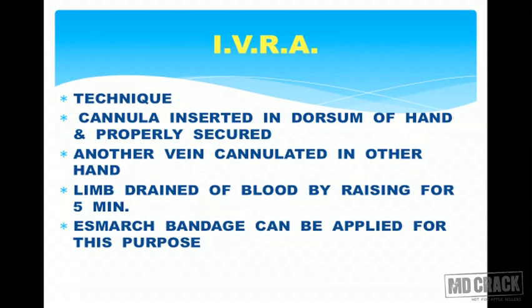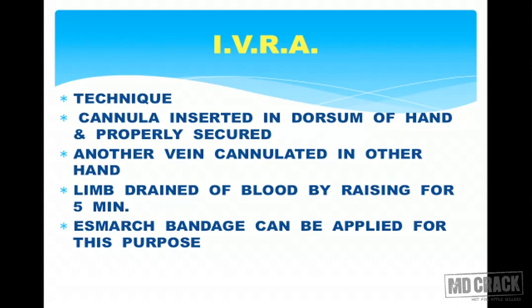Now the technique: one cannula is inserted in the dorsum of the hand and properly secured. Another vein is cannulated in the other hand, just in case of emergency. Now the limb is drained of blood by raising it for around 5 minutes. Esmarch bandage could be used for this purpose.